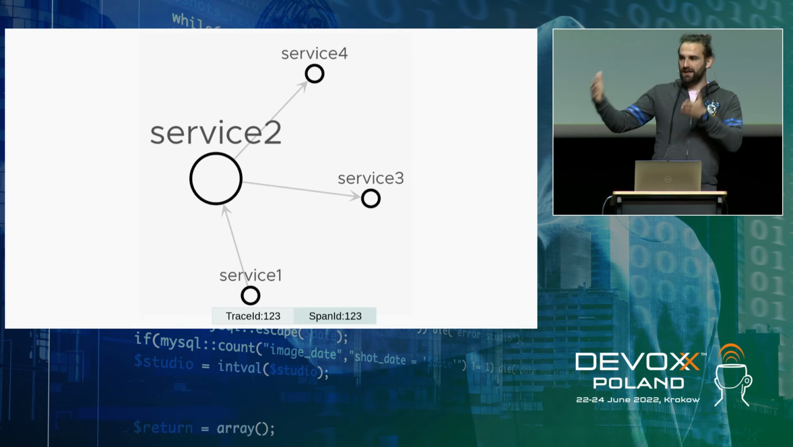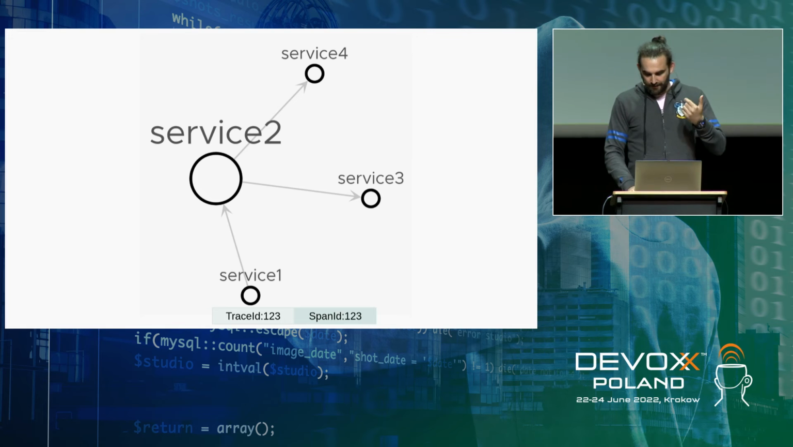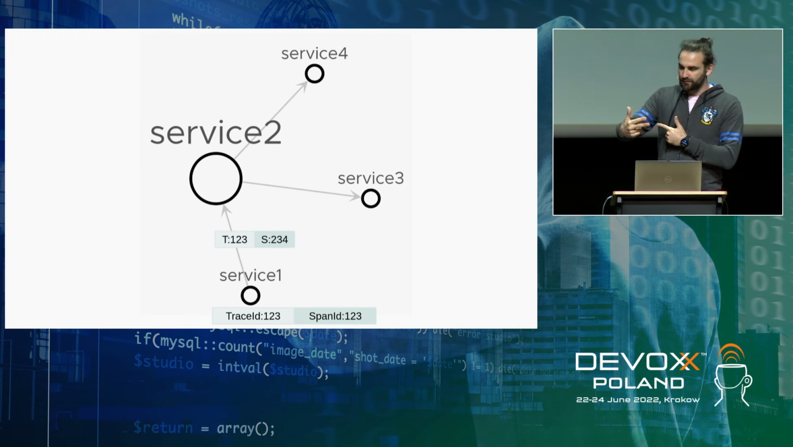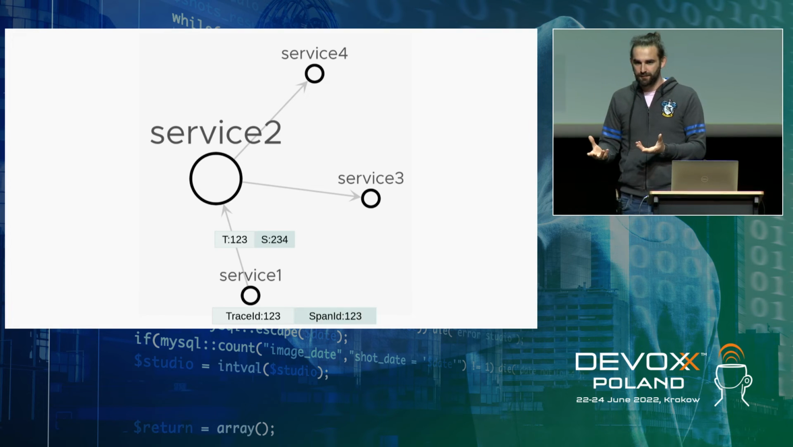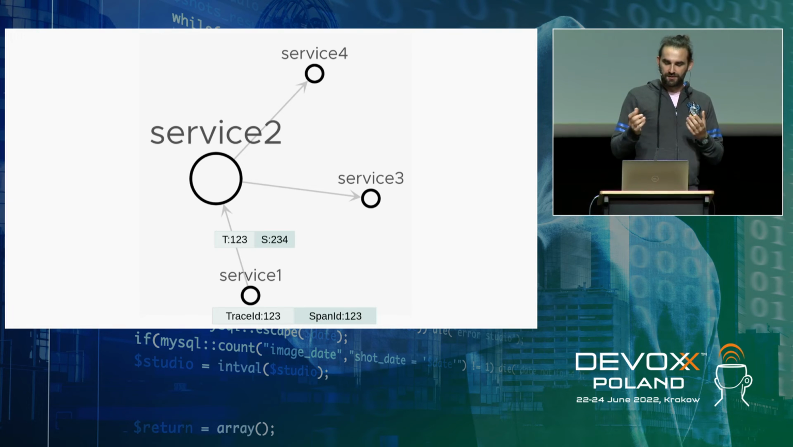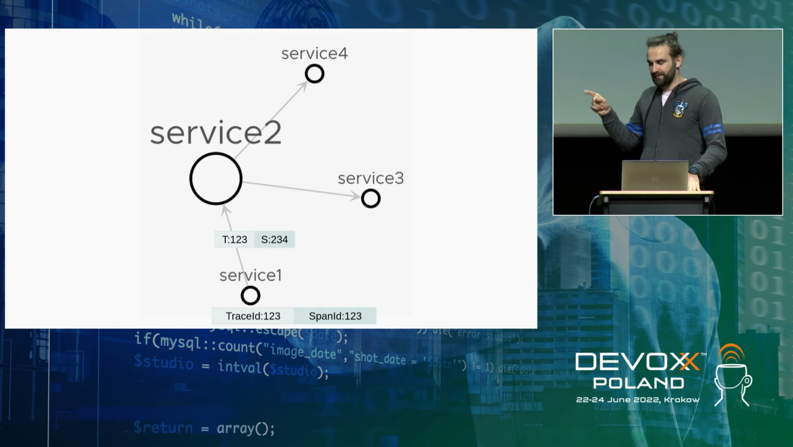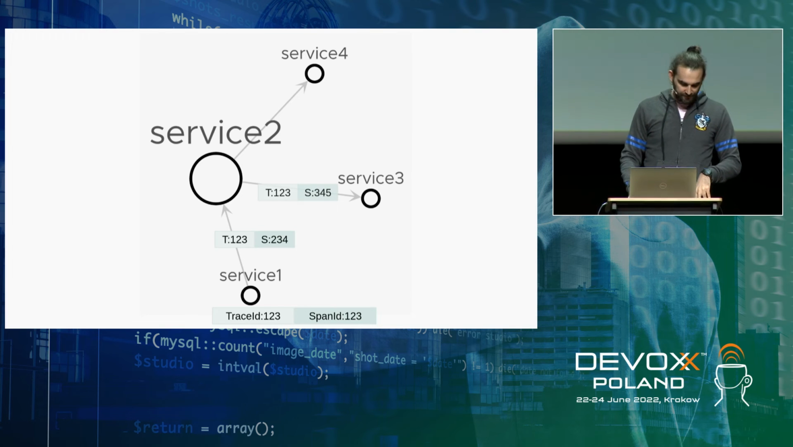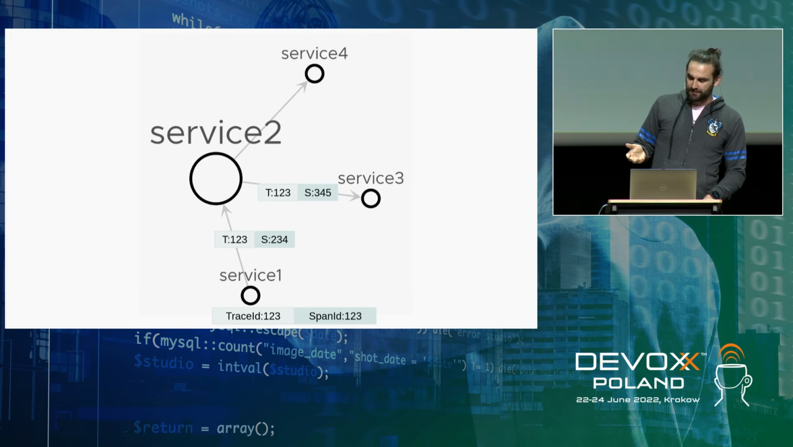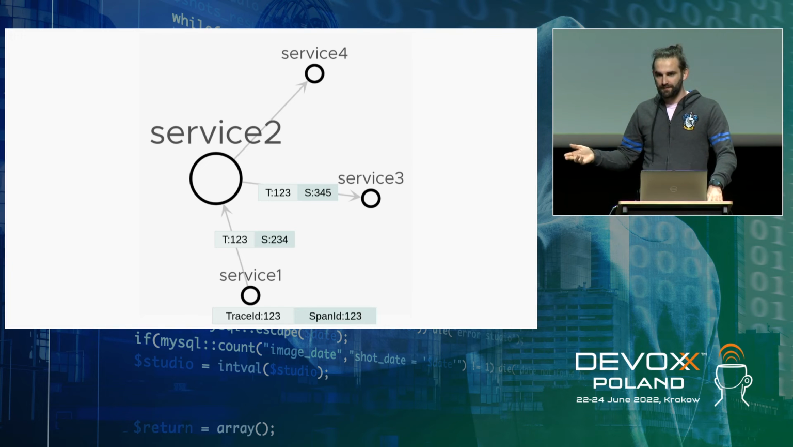Now a span is being created. When service 1 is calling service 2, we're going to create a child span, because this is a new operation that we want to measure. So span 2 3 4 has the parent with ID 1 2 3. Now when service 2 is calling service 3, then a new span is being created with ID 3 4 5, whose parent is 2 3 4, etc., right?